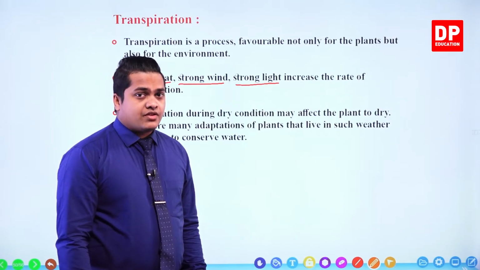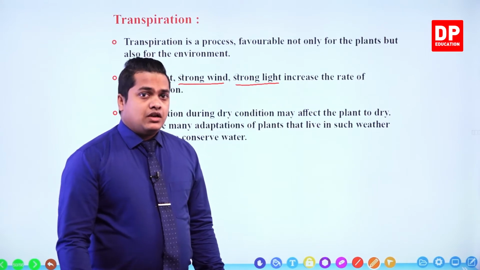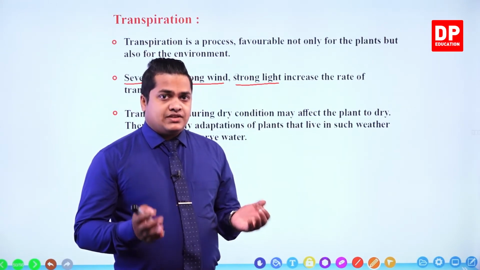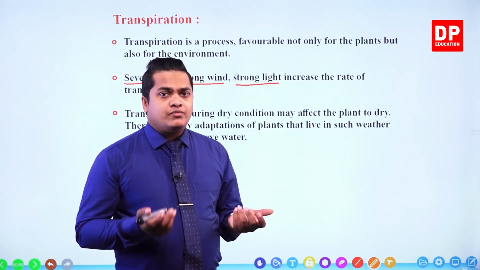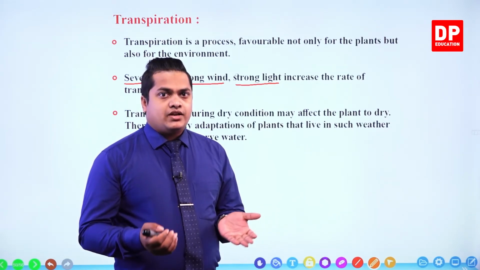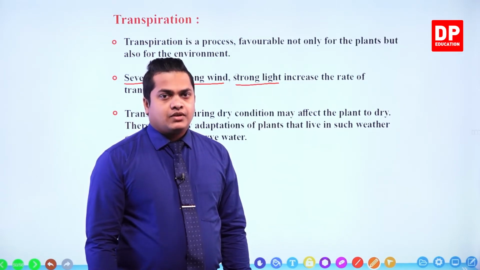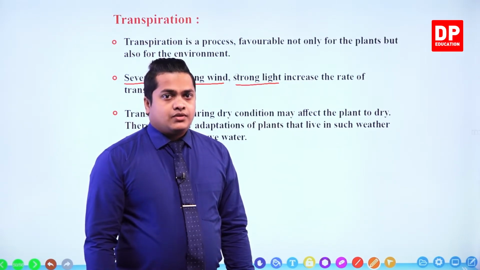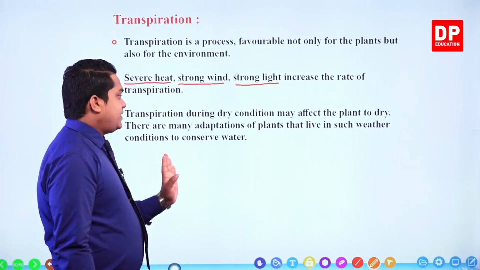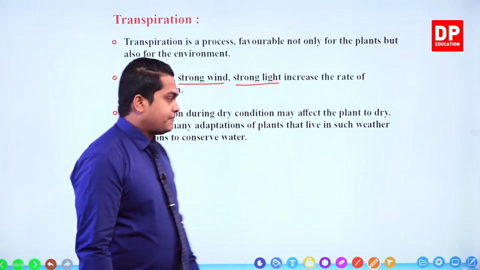Okay, if there is a drought, the plant may die because of transpiration, because along with the release of water, there is no water to absorb from the soil because of the drought season. So in that kind of situation, definitely plants may die. Transpiration during dry conditions may cause plants to dry.